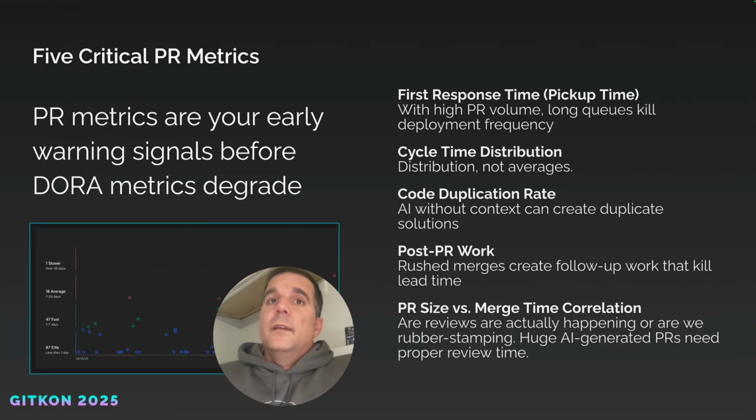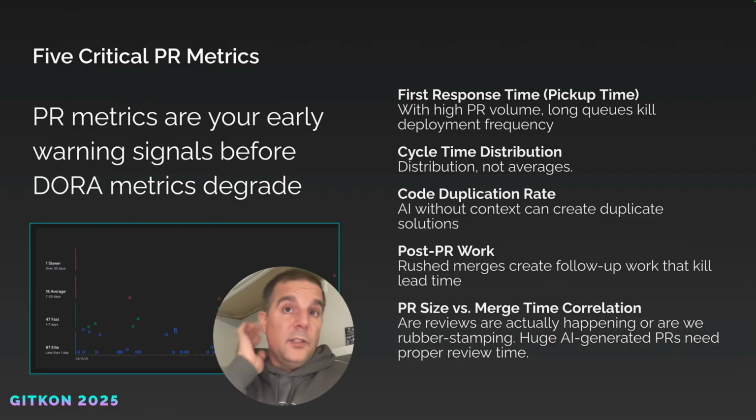Code duplication rate can definitely be indicative of AI generating code without the proper context, without even the proper prompts. So that can be something you can call out with your team to try to improve upon. And then the code churn or post-PR work is the thing you want to address, where you don't want to see a pattern where the code gets merged and then gets updated. That's going to kill your lead time, the DORA lead time we were talking about before. It can show a rubber-stamping of the review process.